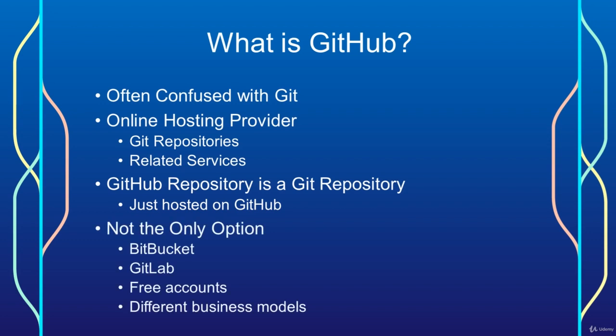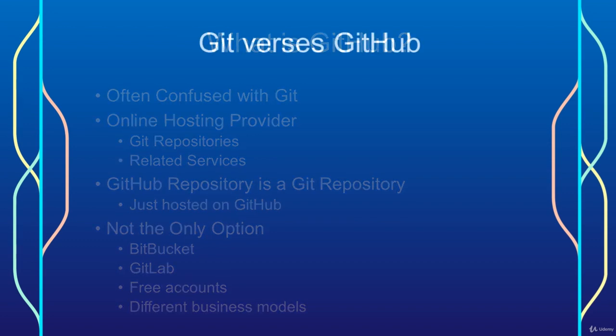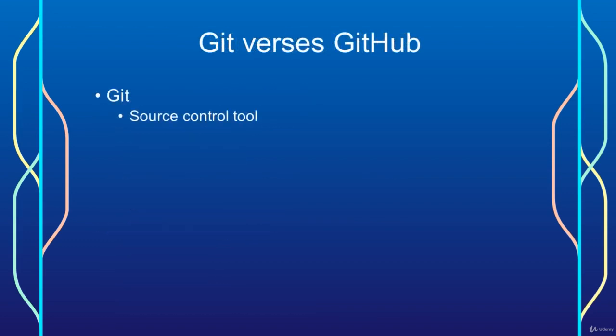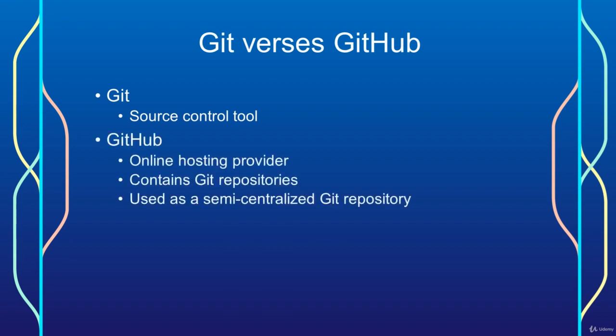GitHub isn't the only Git hosting provider. There are several others, like Bitbucket and GitLab. Each hosting service has their own strengths and weaknesses. Most have some type of free account tier or trial period, and each one has their own business model in order to sustain their services by charging a licensing fee for those that need more features or official support. To recap the differences, Git is the source control tool itself, and GitHub is an online hosting provider for storing Git repositories that is often used as a semi-centralized or main copy for the codebase.